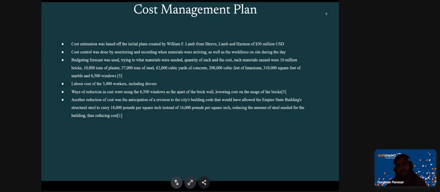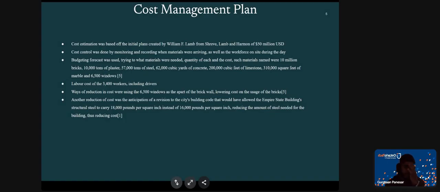Such materials were named to be the bricks, 10 million bricks, 10,000 tons of plaster, 57,000 tons of steel, 62,000 cubic yards of concrete, 200,000 cubic feet of limestone, 310,000 square feet of marble, and 6,500 windows. Labor costs of the 3,400 workers, including drivers, were also in the cost management plan.